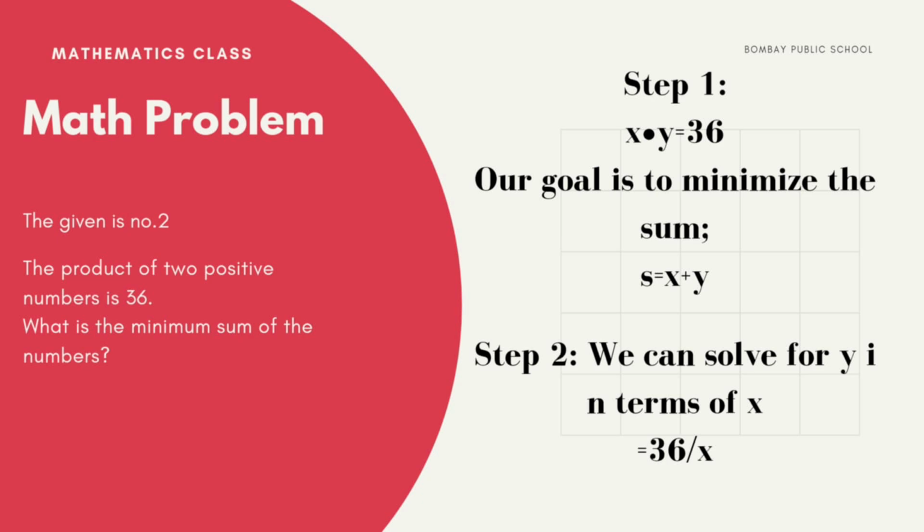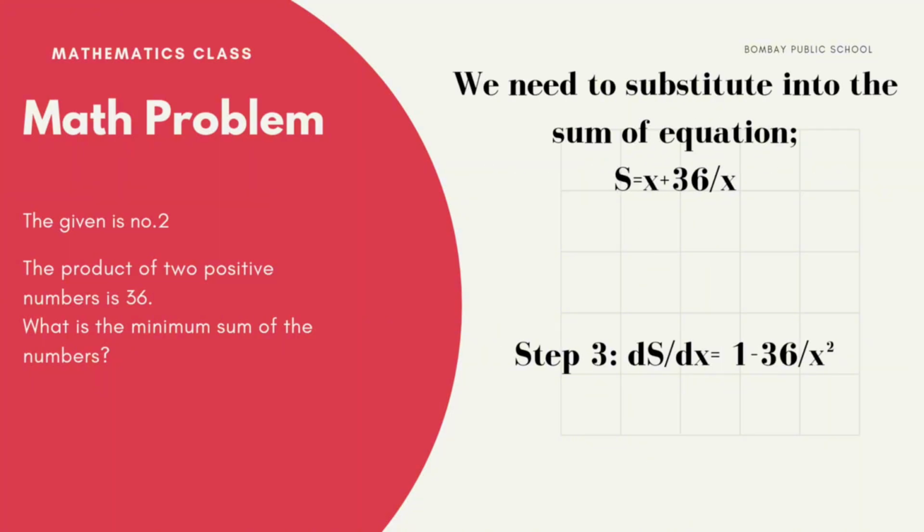And step 2: we can solve for y in terms of x. So y is equal to 36 over x. And then substitute this into the sum equation, which is s is equal to x plus 36 over x. So step 3 is to minimize s. We take the derivative of s with respect to x. So ds over dx is equal to 1 minus 36 over x squared.